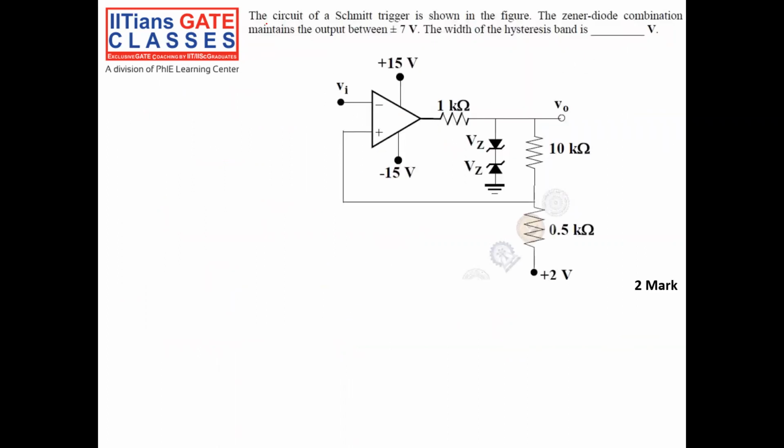The circuit shown in the figure is a Schmitt trigger. The Zener diode combination maintains an output of plus 7 or minus 7. What is the width of the hysteresis band? So this is a Schmitt trigger. What is a Schmitt trigger? We will understand that, first and foremost.